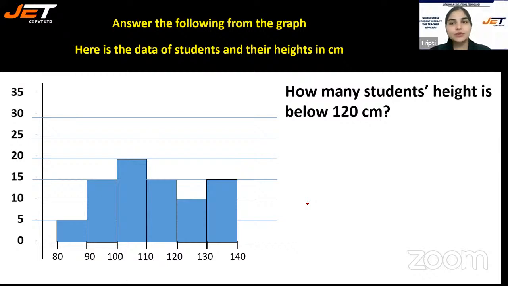Next one, how many students' height is below 120 centimeters, like below this? We will add all these. This is 15, this is 20, then 15 again, and this is 5. So 5 plus 15 is 20, plus 20 is 40, plus 15 is 55. So here it's 60, and this is 55.